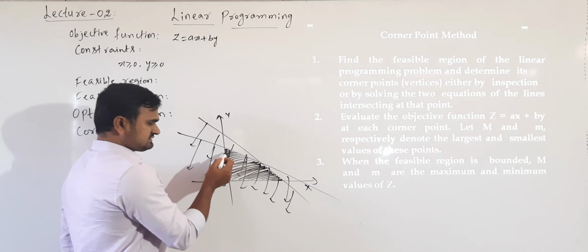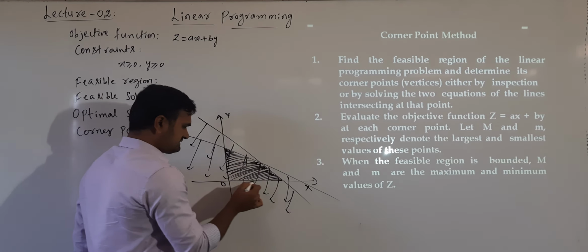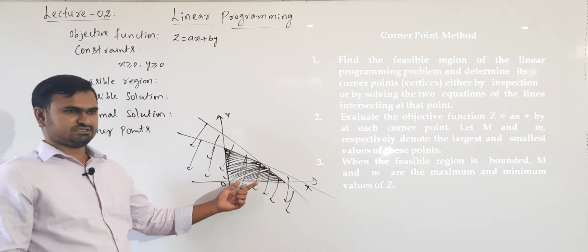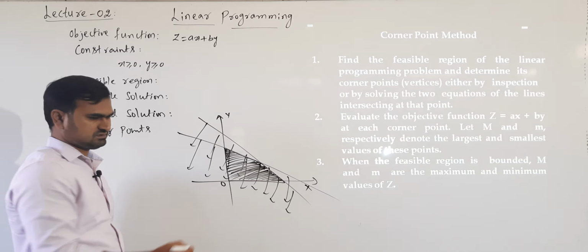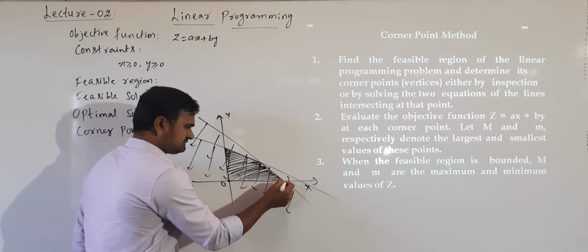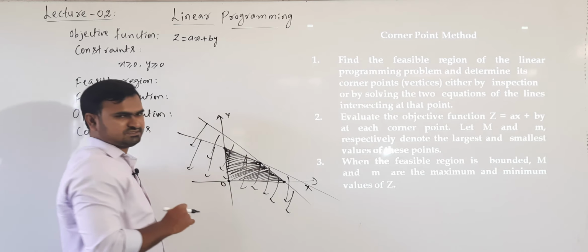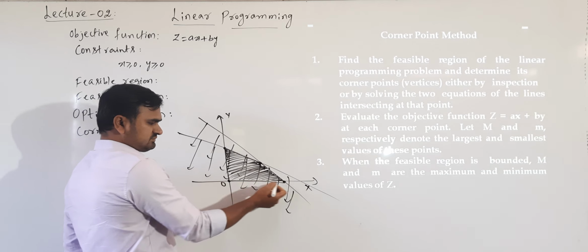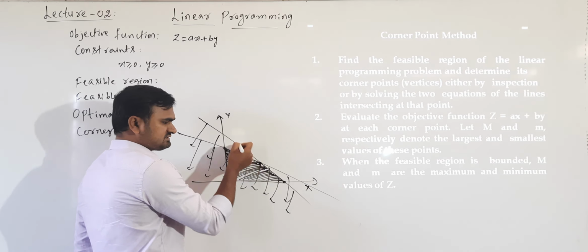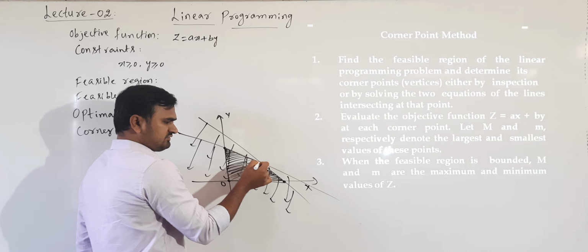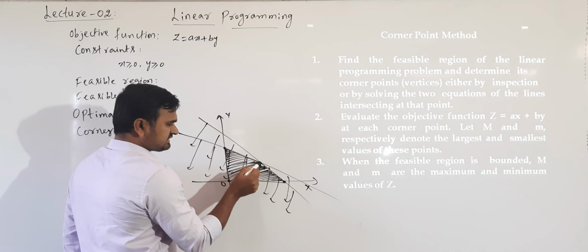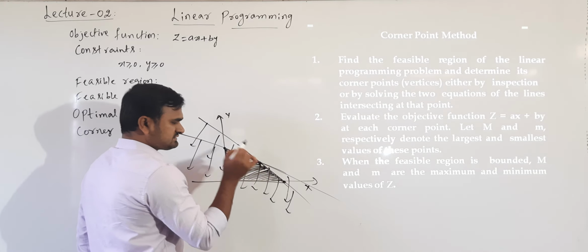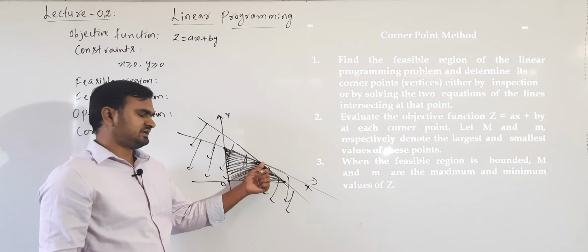So first you have to identify this feasible region. Now after identifying it, we have to determine the corner points. Corner points are nothing but boundary points. Some will be directly visible from the graph, some we have to find by solving the lines. This one may not be visible directly, so it can be obtained by solving these two lines, the intersection of these two lines.